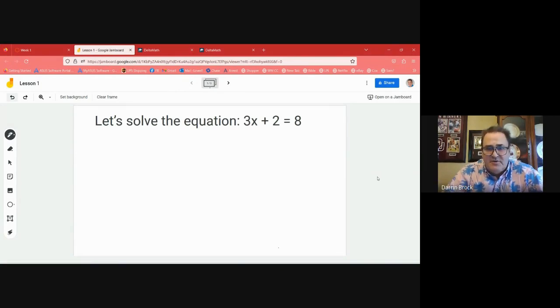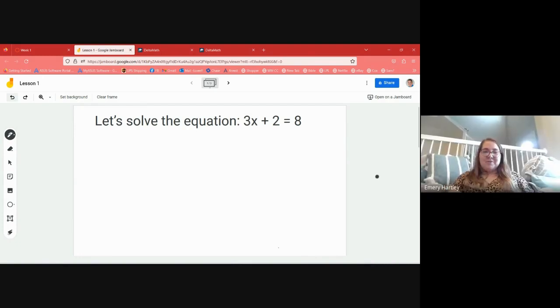So let's solve the equation 3x plus 2 equals 8. These are linear equations we're solving today, and we're going to talk about how to figure out how many answers each one has. All right, 3x plus 2 equals 8. If we want to solve that for x, what is the first step we need to do? How about Emery? Tell us what we need to do first. First, you want to subtract 2 on both sides.